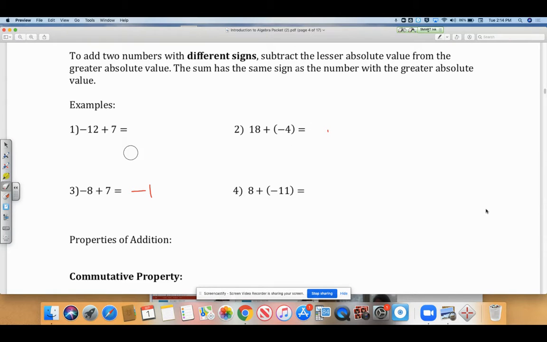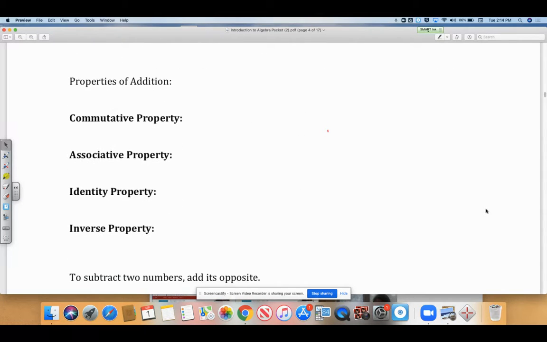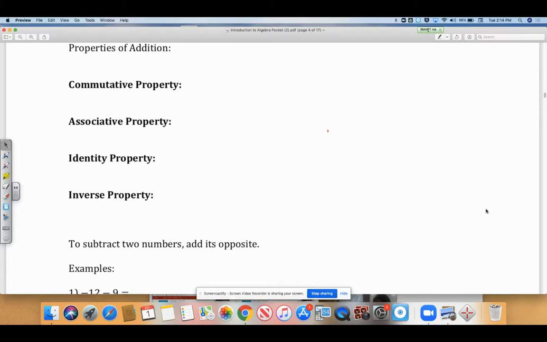All right, moving on to the next section, we have some properties. So the properties of addition. We have the commutative property, the associative property, identity property, and inverse property. So the commutative property means if you take a number A and add a number B to it, it's the same thing as taking B and adding A. If you flip the order, you get the same exact answer. Like 2 plus 1 equals 3, and if you switch the 2 and the 1, 1 plus 2 still equals 3.